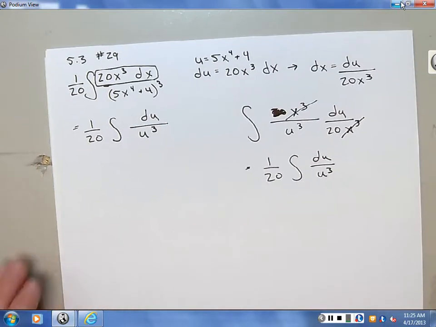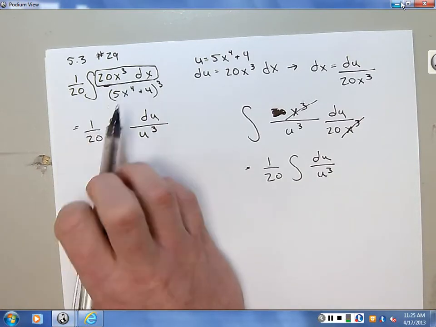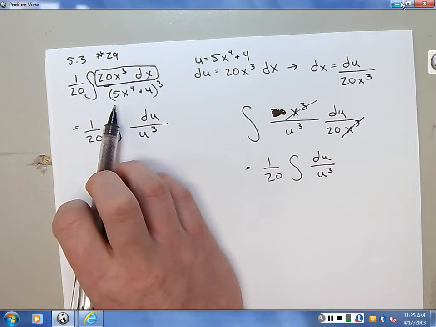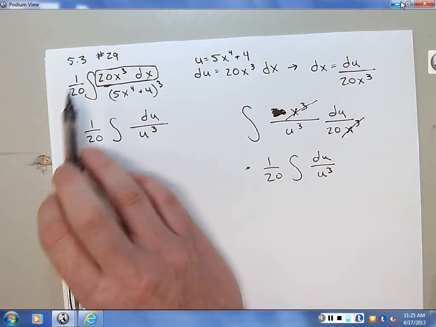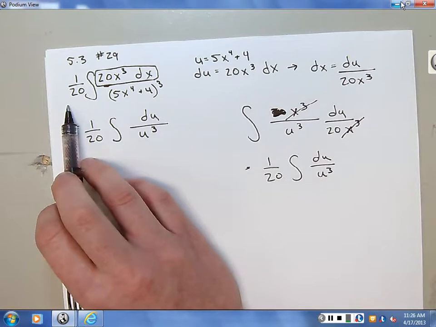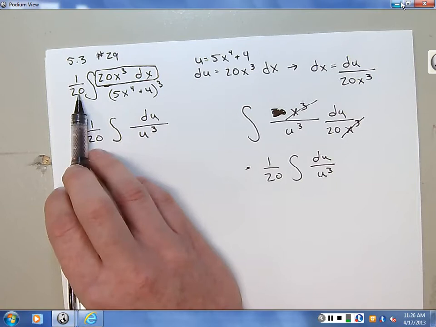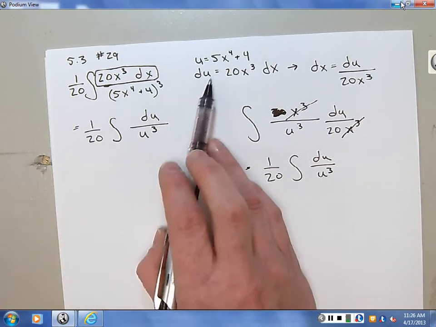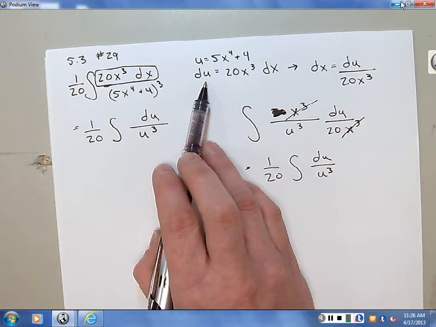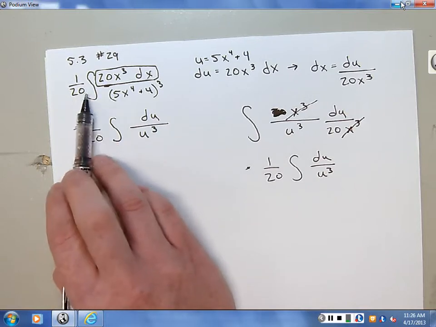Why did you put the 1 over 20 in the first one? Yes, because I can manipulate this integral as long as I multiply it by 1. So if I multiply a 20 on top, I have to divide by 20. 20 divided by 20 is 1. But I grouped this 20 here because this is exactly du. So if I use this 20 here to transform it to du, I have to keep this 1 over 20 out front.